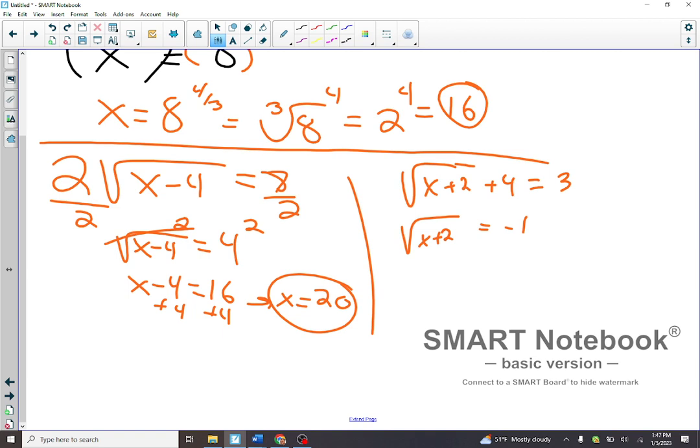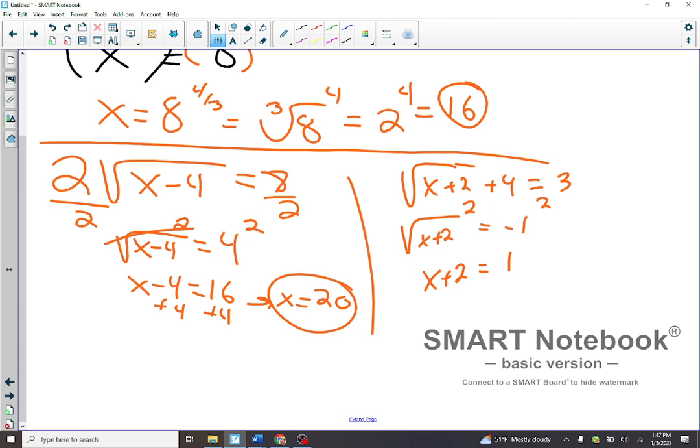You have the absolute value, right? You don't have to. A square root could be a negative, because remember, when we square root something, we get plus or minus. So it's okay to have a negative here. With no inverse. So square, x plus 2 equals positive 1 in that case.